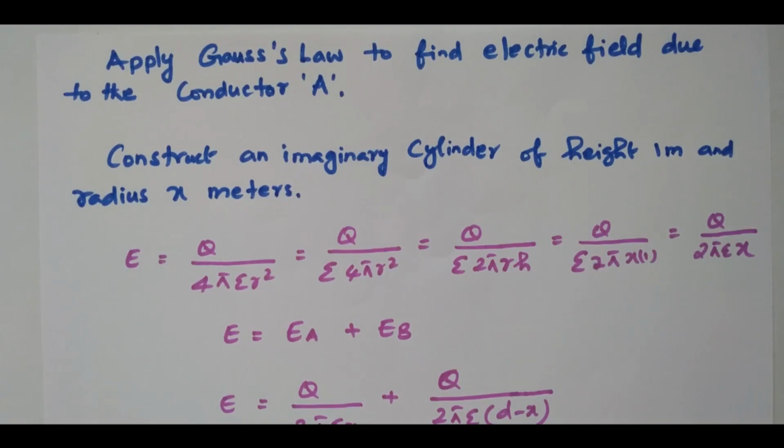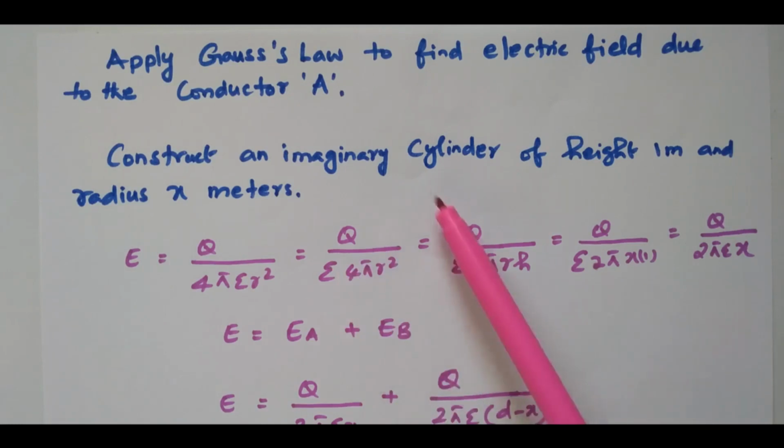Now we'll apply the Gauss law to find the electric field intensity due to conductor A, right? So we take an imaginary cylindrical surface with height 1 meter and radius x meter. The general formula is E equal to Q divided by 4 pi epsilon r square, which can be rewritten as Q divided by epsilon times 4 pi r square. Since 4 pi r square refers to a sphere, normally we consider the charges to be in the form of a sphere. But here we are using a cylinder.